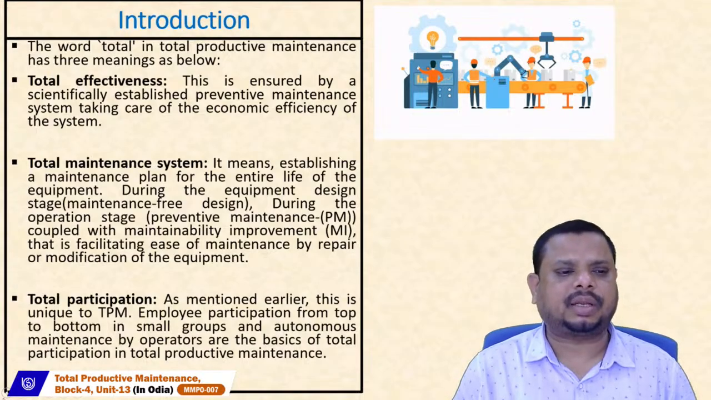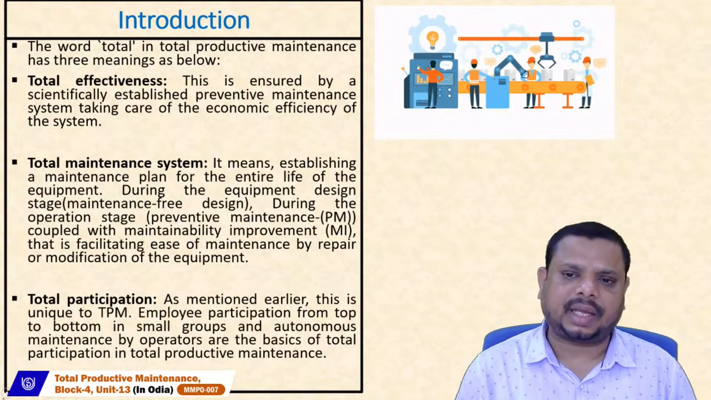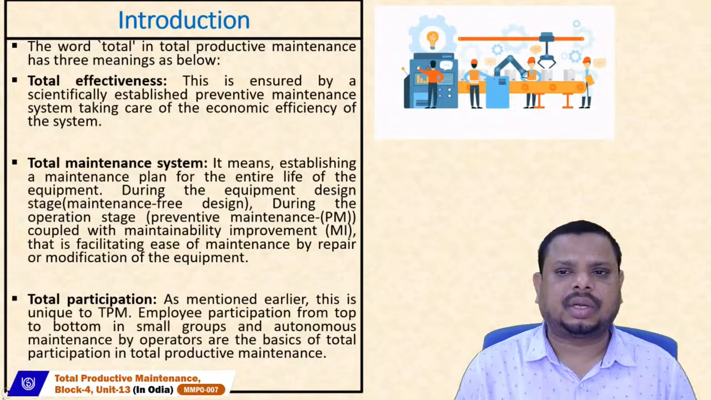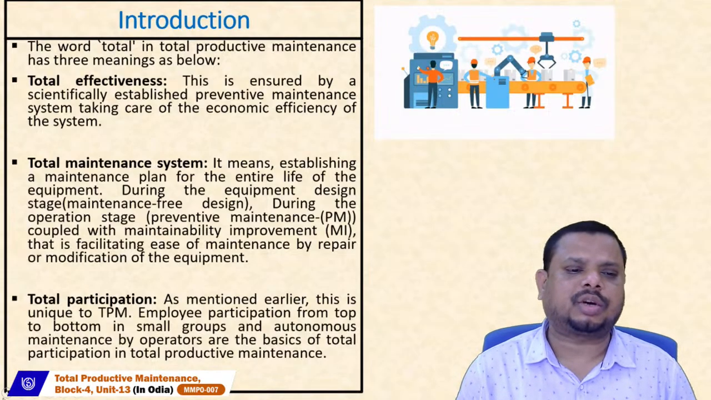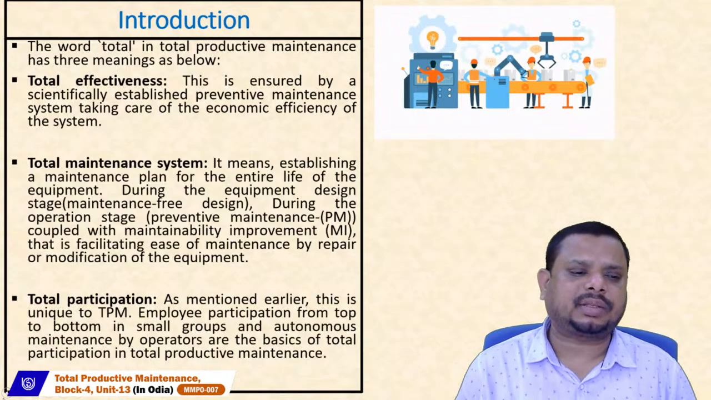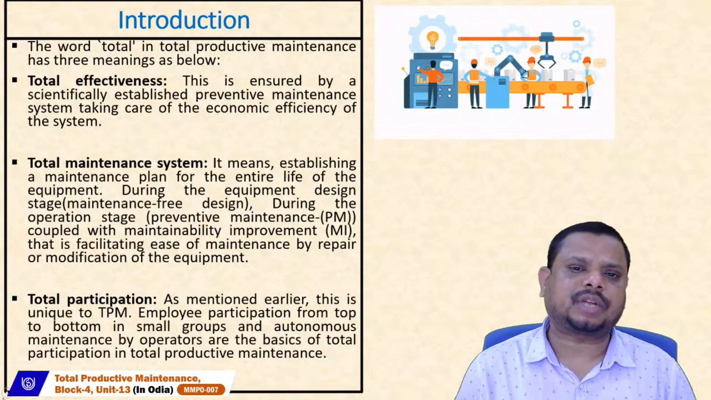So if you combine this total maintenance system, the first important part is it defines the entire life of the machines or equipment. The next important part is that during the equipment design stage, it provides maintenance-free design, first point. The second point is during the operation stage, the maintenance department provides preventive maintenance to improve the maintainability of the equipment so that any kind of modification and repair can be done to that particular equipment. So this is all about the total maintenance system.